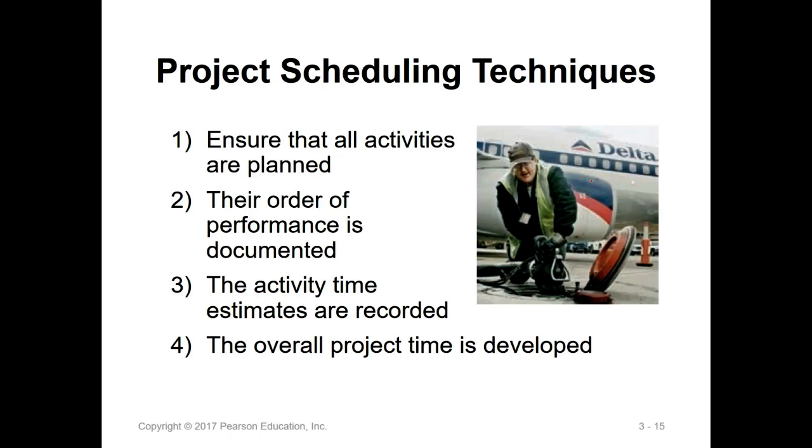Because if they have a structure like this, and we understand A is the first activity. If A is the first activity, and B cannot start unless you complete A, then sequence will play a significant role, whether it impacts or delays your schedule. So we will document the sequence or order, and the activity time estimate should be recorded as well. And the overall project time is developed.